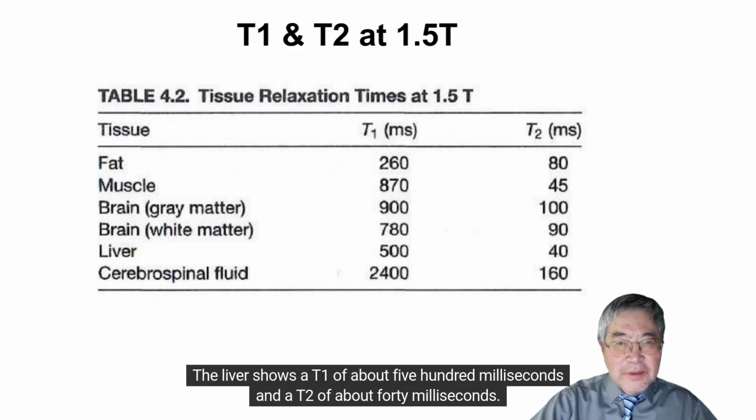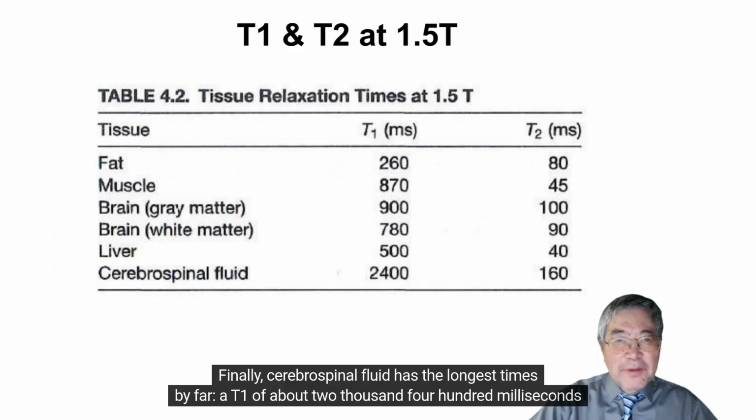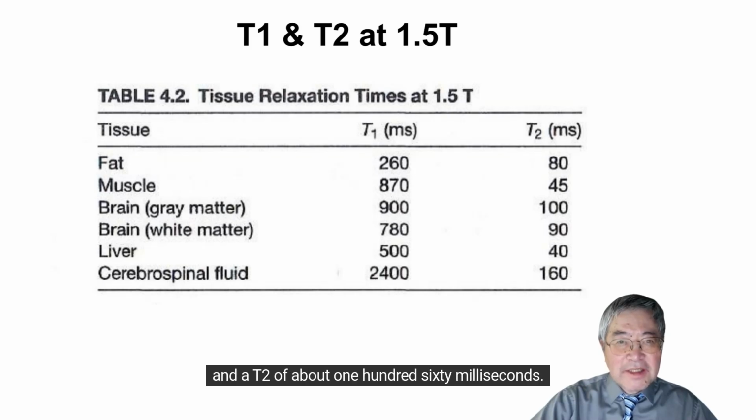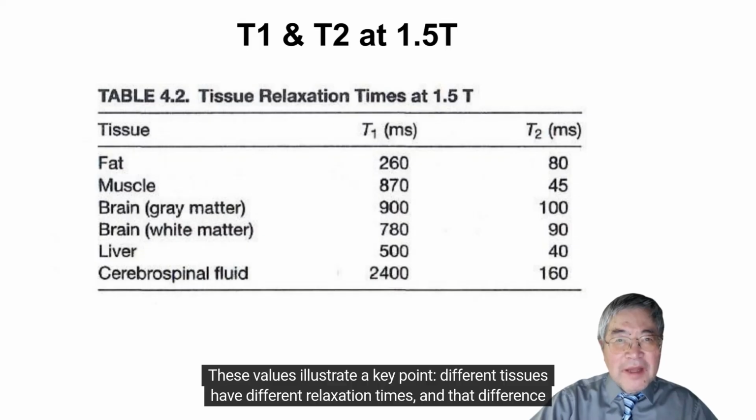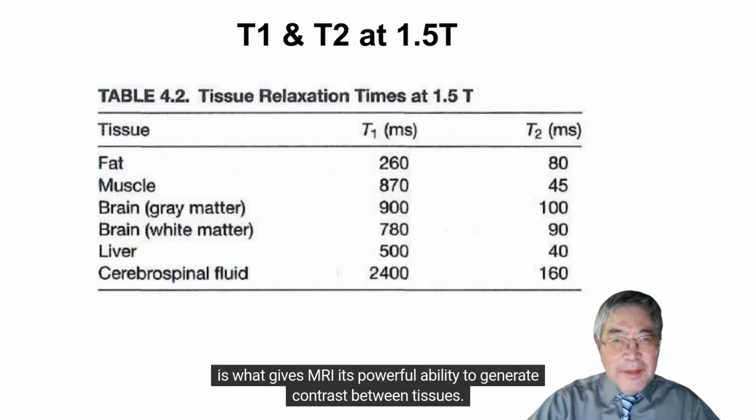The liver shows a T1 of about 500 milliseconds and a T2 of about 40 milliseconds. Finally, cerebrospinal fluid has the longest times by far, a T1 of about 2,400 milliseconds and a T2 of about 160 milliseconds. These values illustrate a key point. Different tissues have different relaxation times, and that difference is what gives MRI its powerful ability to generate contrast between tissues.